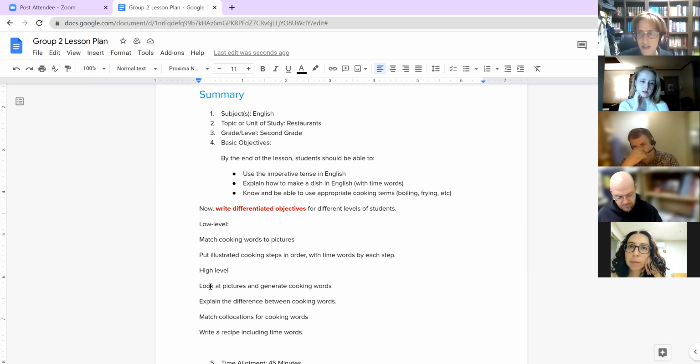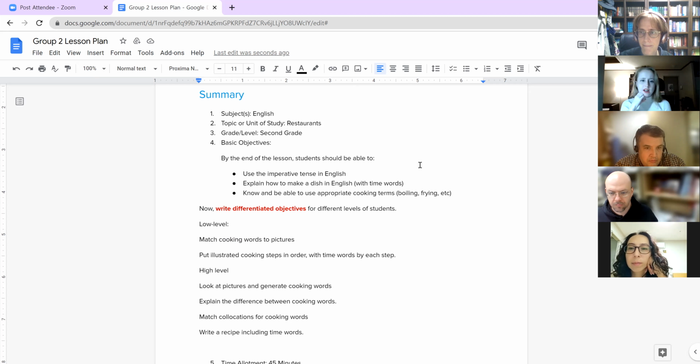For the higher level students, I'd have them look at pictures and see if they could come up with the cooking words to describe it. But that's not an objective, that's an activity, isn't it? Well, the target is still the same. They have to know the cooking words. They have to be able to associate the form with the meaning. Yeah. I guess explaining the difference between cooking words, that's more of an objective. Match collocations for the cooking words, like fry eggs, grate cheese and stuff. And then write a recipe including the time words, if they're given some scattered vocabulary, I guess.